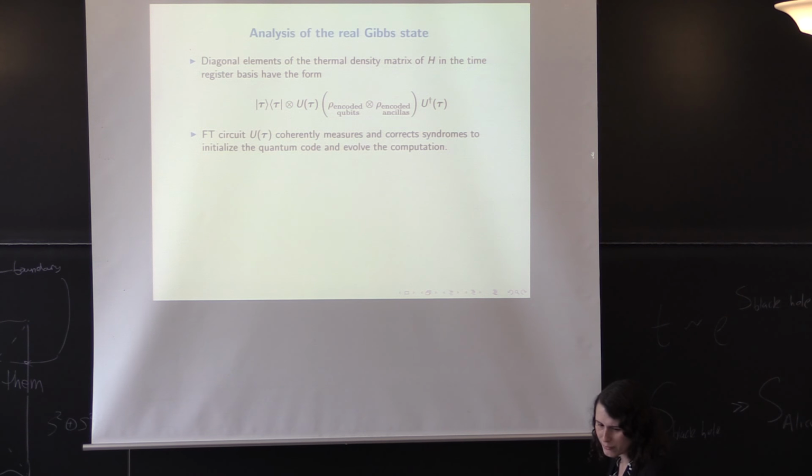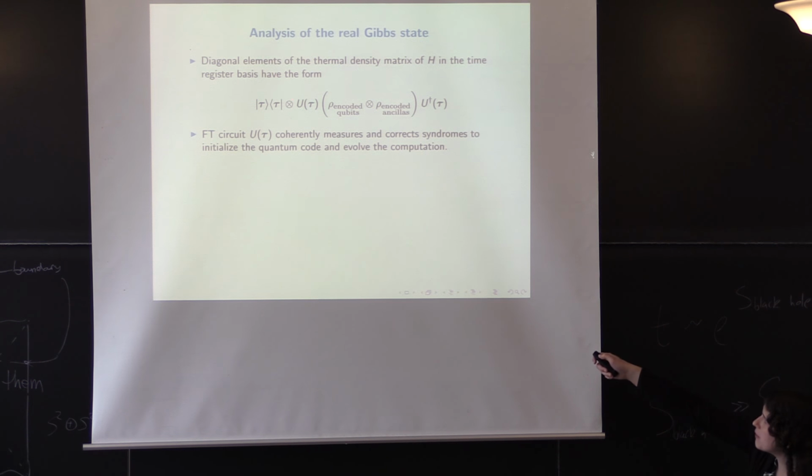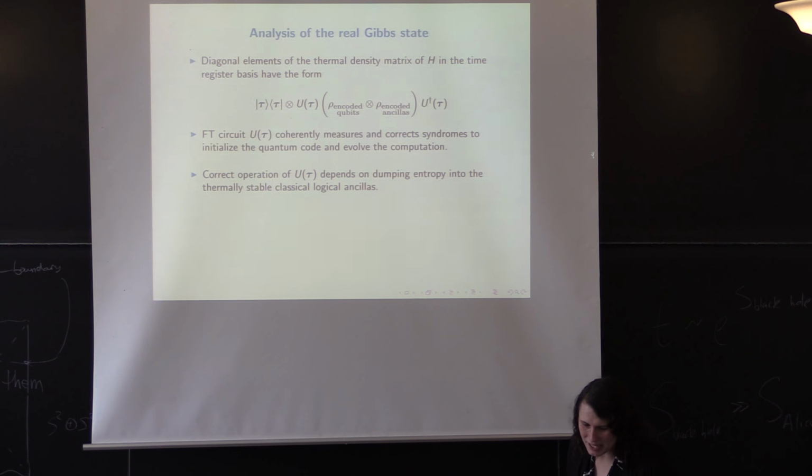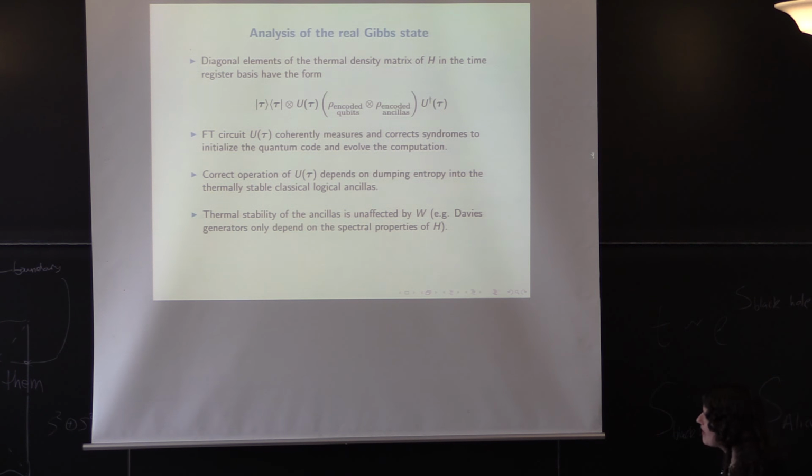When we're in the real frame, the diagonal elements of the thermal density matrix in the time register basis, right, you're going to rotate back, which means you apply these unitaries, and because U is a fault-tolerant circuit, it's just going to coherently measure your maximally mixed state on the encoded qubits, and then dump that entropy into the encoded ancillas, right? So just by design, it behaves exactly as it should. So the correct operation depends on this.